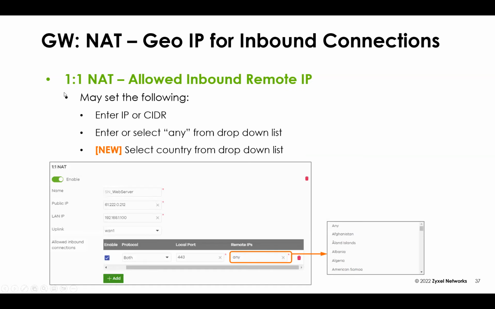So here we can do the same thing on our one-to-one NAT in addition to the port forwarding. So again, on our one-to-one NAT, in this example we have a web server. So the public IP address that we're triggering on is going to be .212. Let's say that they have 61.222.0.210 as their WAN port, but the ISP has given them a block of IPs.